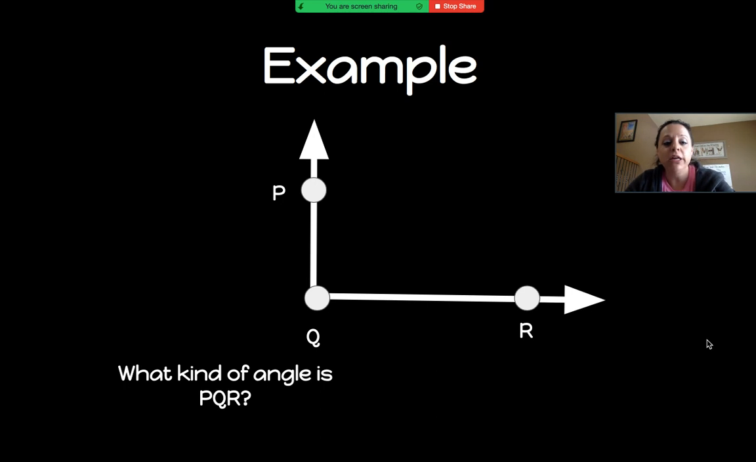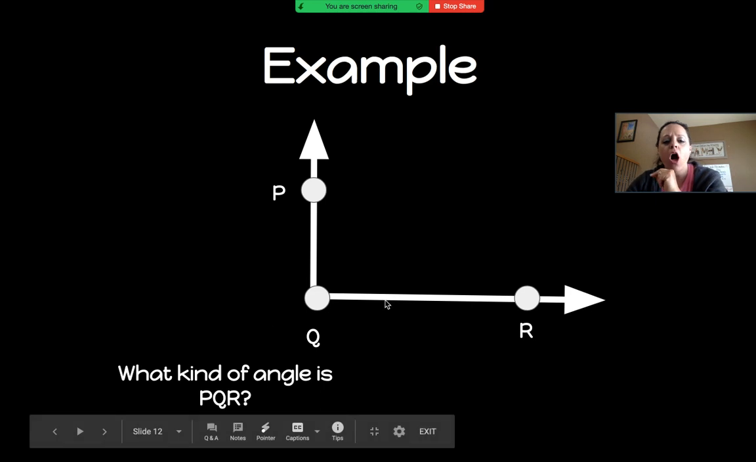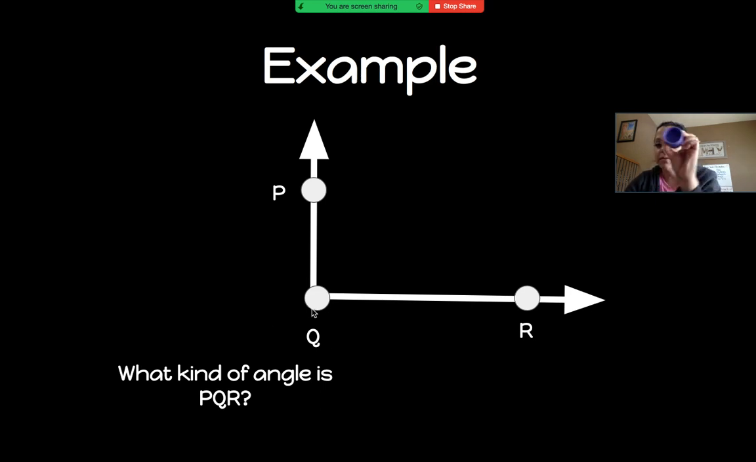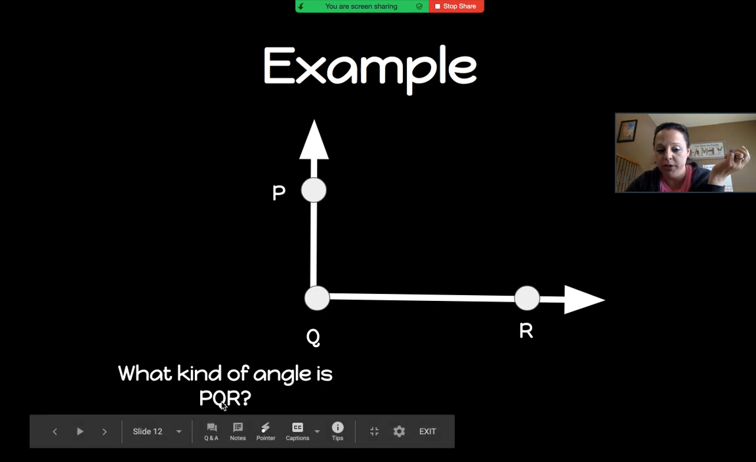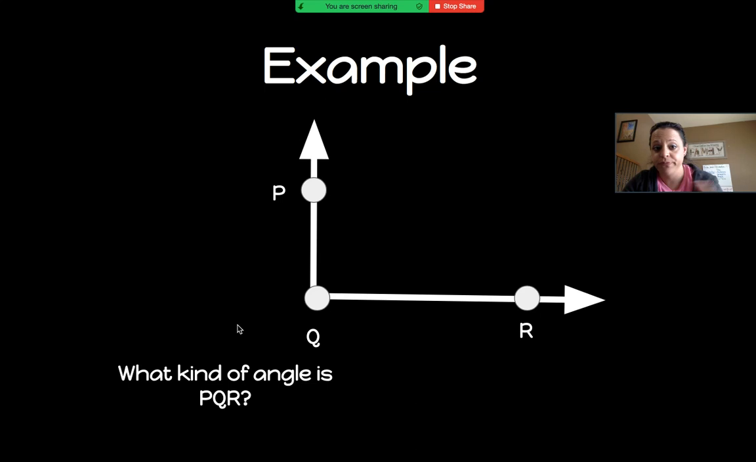What kind of angle is PQR? You'll notice with each of these angles, the vertex, the middle point, is always in the middle. So Q, when I'm writing out my angles, PQR. So keep that in mind, okay? Your 5th grade teachers will be happy you know that also.